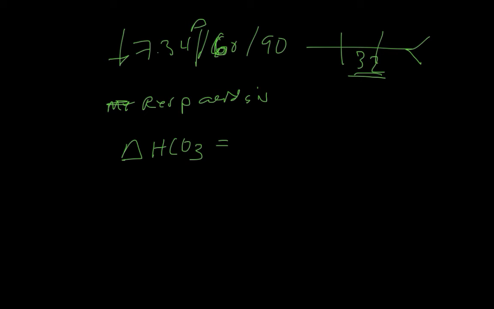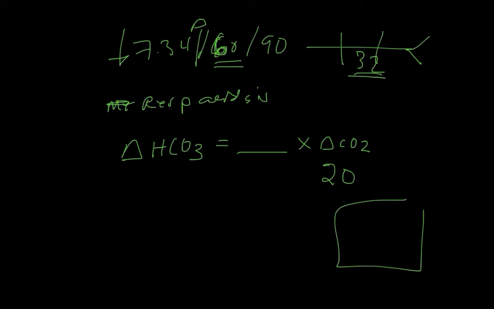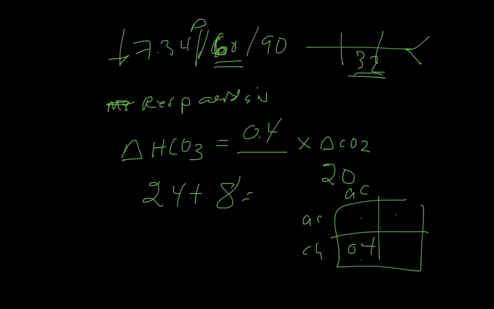So the predicted change in bicarb is some factor times the change in CO2. The change in CO2 is 20 points above 40, which is 20. 40 is normal, so 20 is the change in CO2. Now, I don't need to remember which number goes with which disorder because I just need to draw the box and say, this is acidosis, this is acute, this is chronic. So 1, 2, 3, 4. Here it is. 0.4 times 20 is 8. So the predicted change in bicarb is 8 from normal of 24. And this will turn out to be 32, exactly what the patient has.